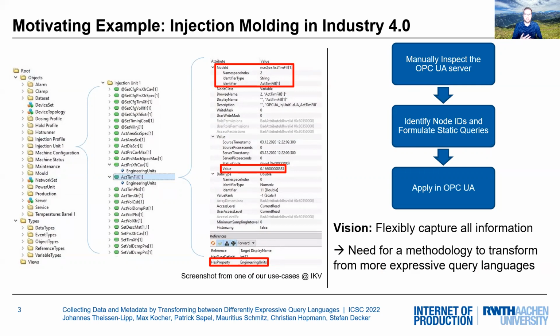They usually collect these in lists of identifiers, and then they apply a static data extraction tool for OPC, and in the end, they need to rearrange the exports manually, like they need to match the nodes with their particular metadata afterwards. Our vision is a more flexible capturing of this information. And for this, we need some methodology to transform from a more expressive query language to this basic OPC language.